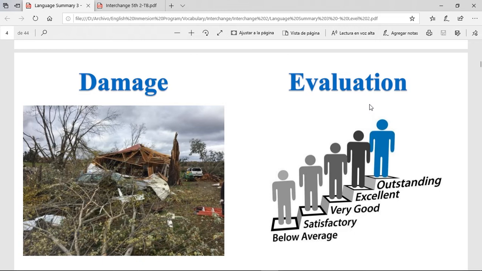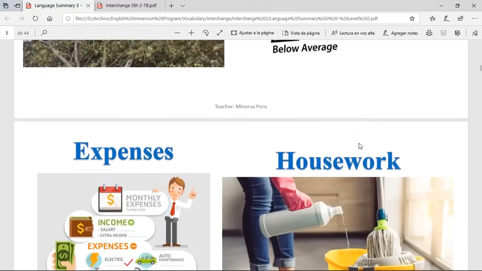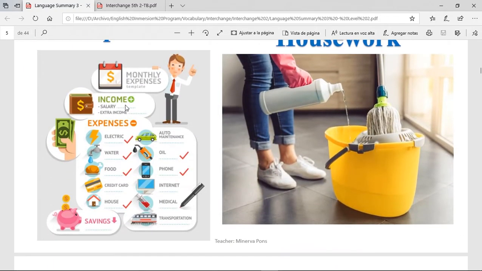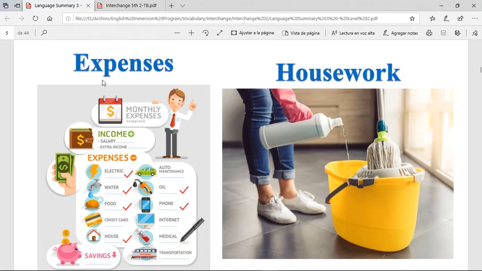Like you can say this is good, this is bad, this is excellent, this has this problem, this doesn't have a problem, etc. Expenses. Your expenses are all of the different things that you're paying for, what you're using your money for. Okay, so every month, for example, you can get a salary or extra income. You get your income, your money, and your expenses can be your electricity, water, food, your car, phone, internet, house, etc. Okay, housework is the work in your house, like cleaning the floors, doing the dishes, etc.